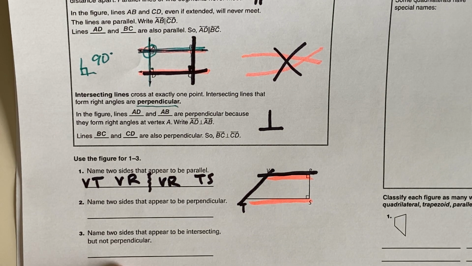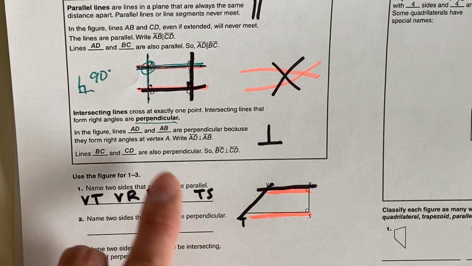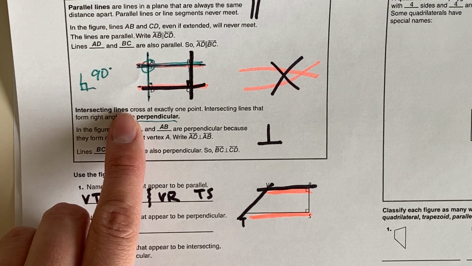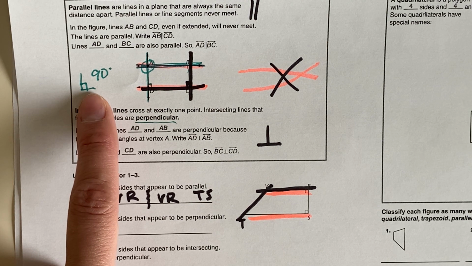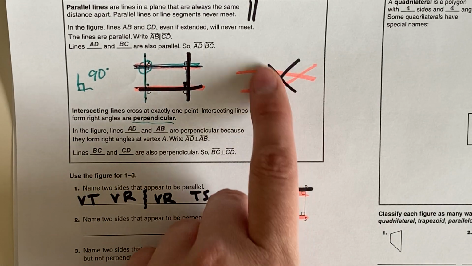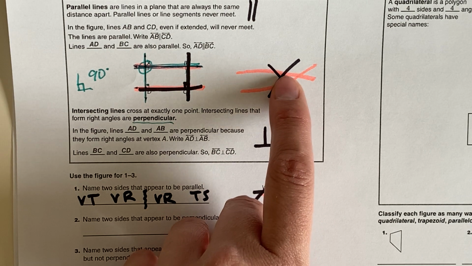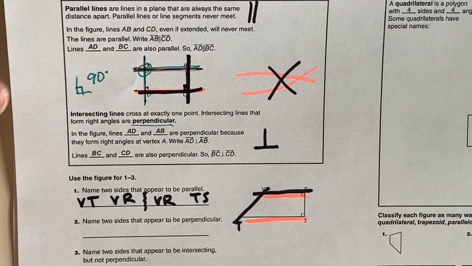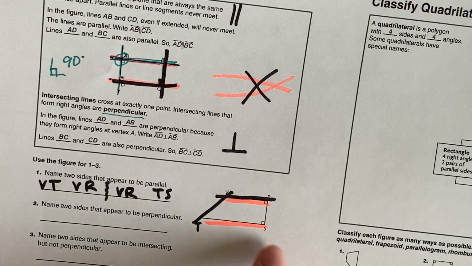Number 3, name two sides that appear to be intersecting, but not perpendicular. So intersecting lines cross at exactly one point. Any lines that cross don't have to form that 90-degree angle. They don't have to have that box inside of it. So these that I crossed out could be intersecting lines because they cross, but they didn't cross at a 90-degree angle. They're just intersecting, they're just crossing. So number 3, name two sides that will cross each other, but they don't have to have that little 90-degree right angle box.